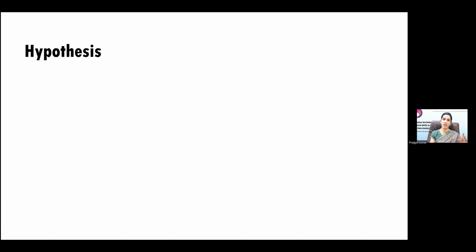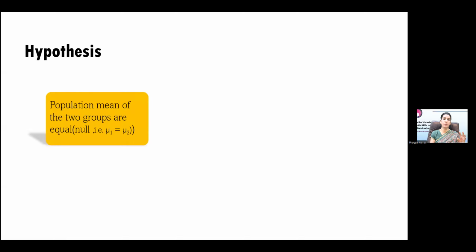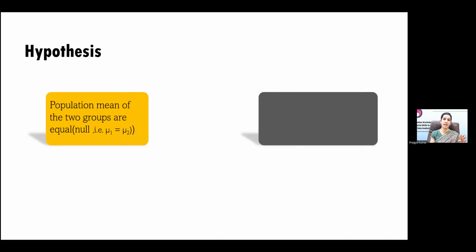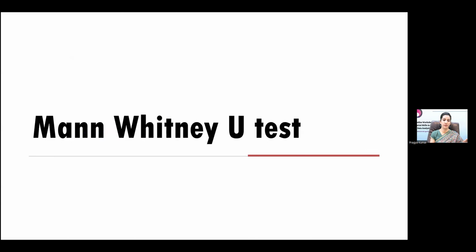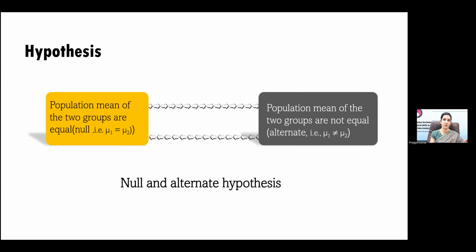So what is the null hypothesis? The null hypothesis states that the population means of the two groups are equal, and the alternate hypothesis states that the population means of the two groups are not equal. So this is the independent sample t-test.